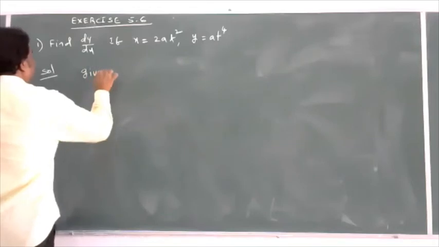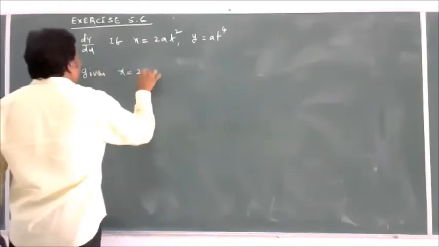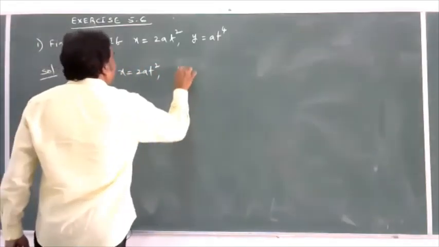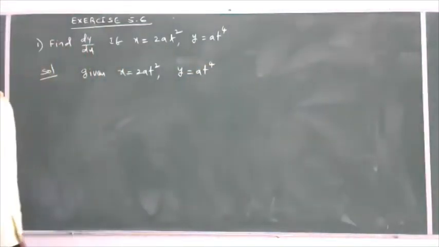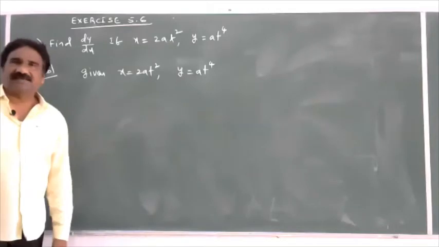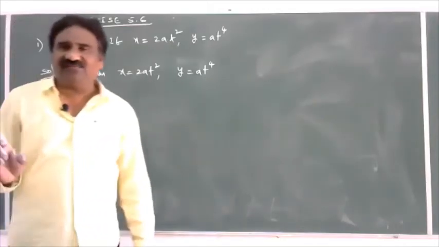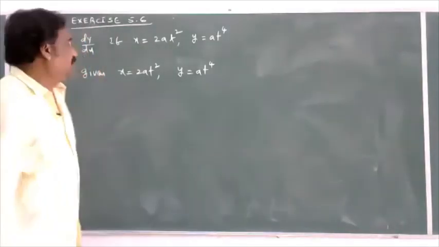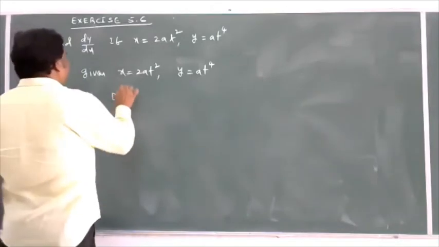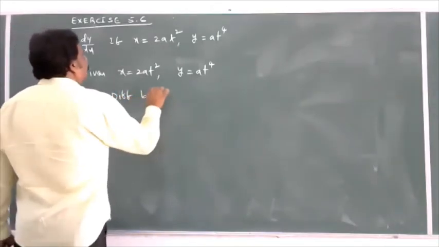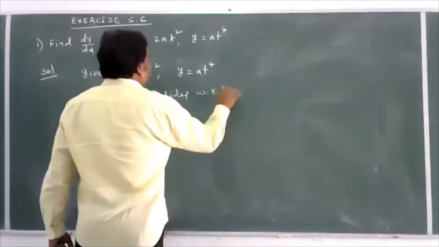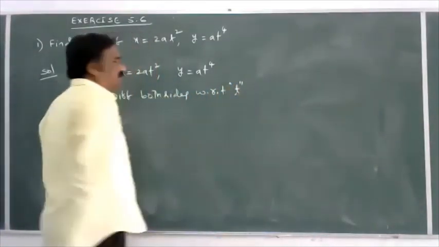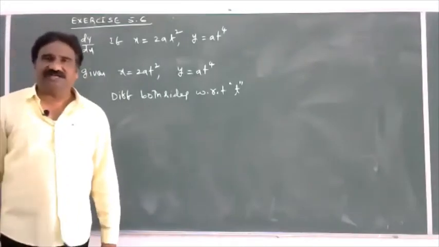Given x is equal to 2a t square and y is equal to a t to the power of 4. Here t is the parameter. That's why we are doing the derivative with respect to t. Differentiate both sides with respect to t.